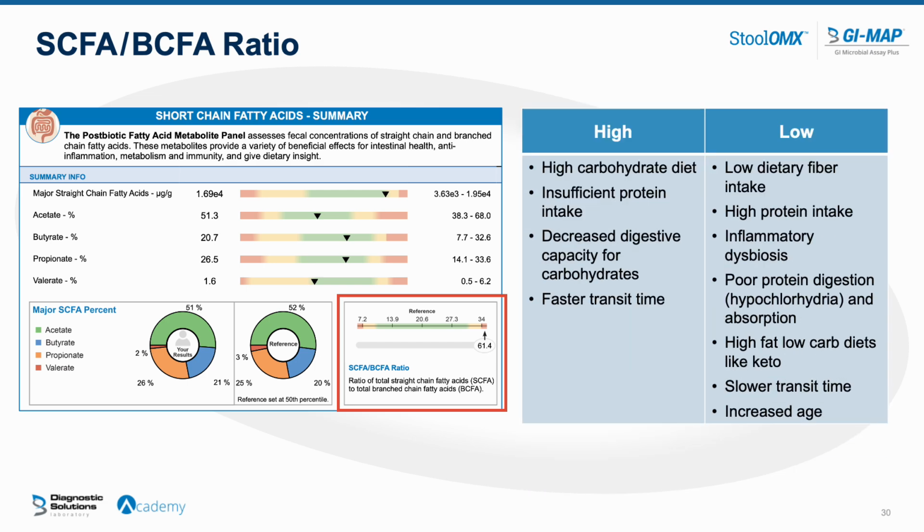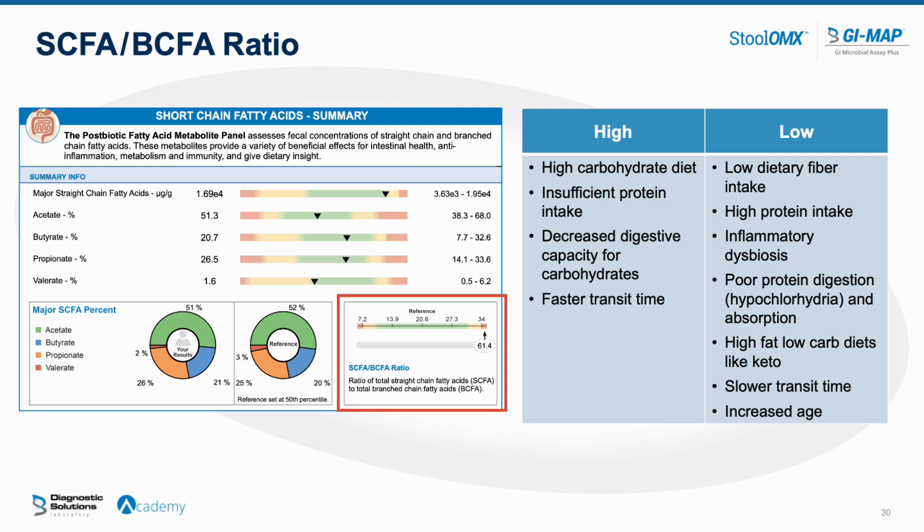If this ratio is high, it means that there is an even greater saccharolytic fermentation occurring, and this could be the result of the following: a high carbohydrate diet, insufficient protein intake, decreased digestive capacity for carbohydrates, and you might see a low elastase 1 on the GI map in this scenario as well. And lastly, a potentially faster transit time.